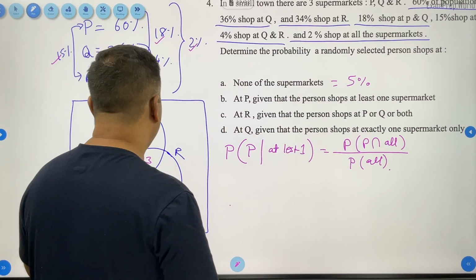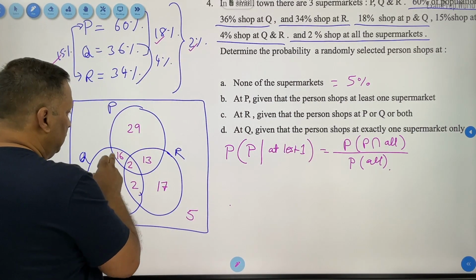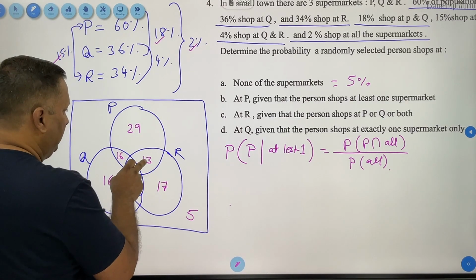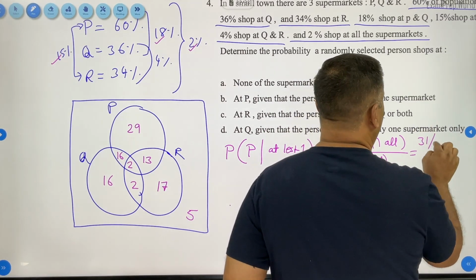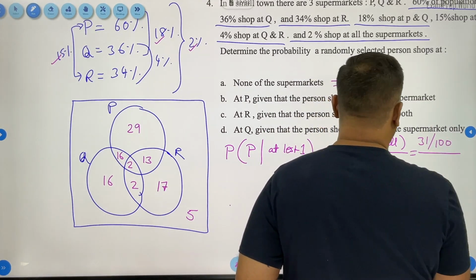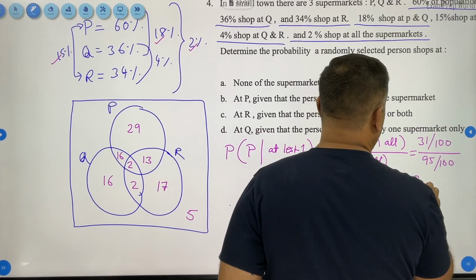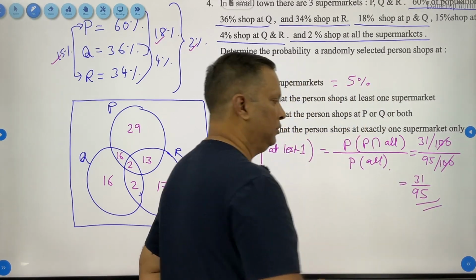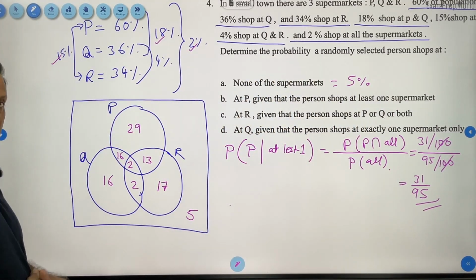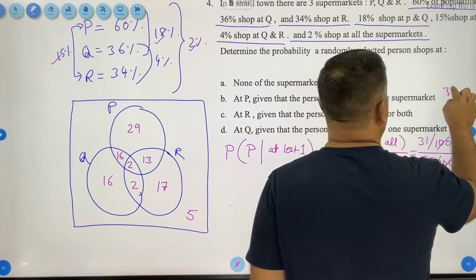What is probability of P intersection all? 16 plus 2 plus 13. See, it is having only this area. 18, 15, 31. 31 on 100 divided by 95 on 100, which is 31 on 95. First answer. The probability is 31 on 95. So this answer is done. We'll write it here, 31 on 95.